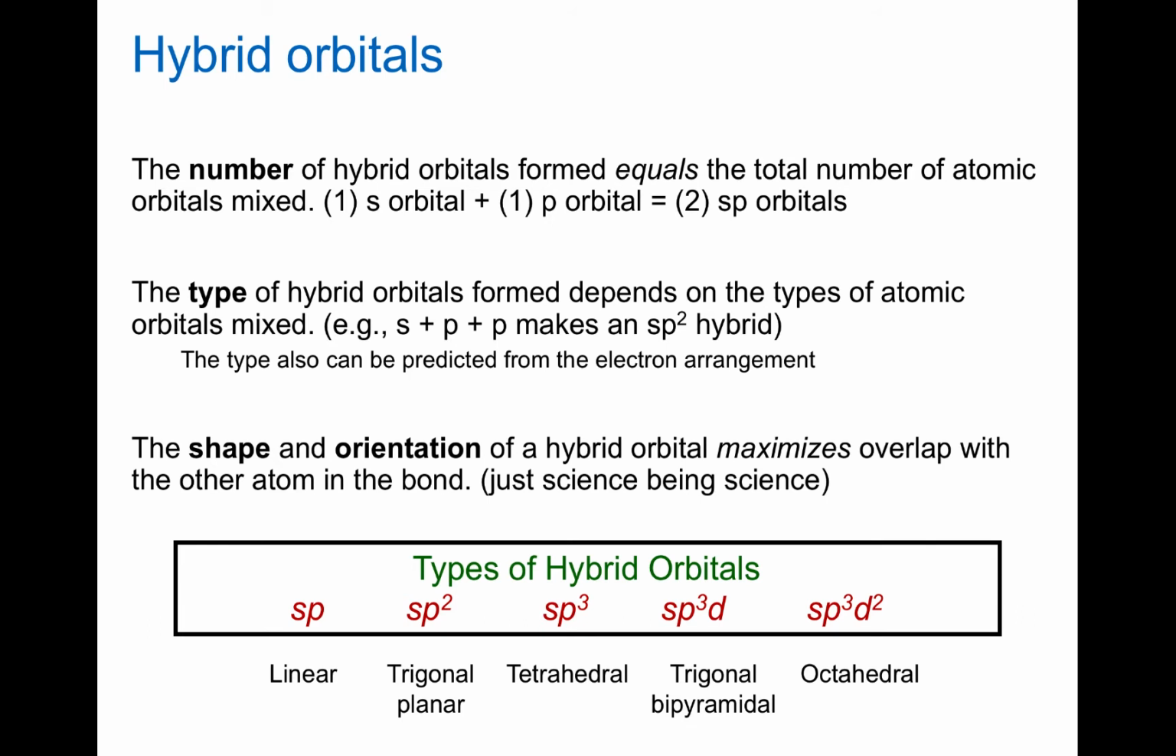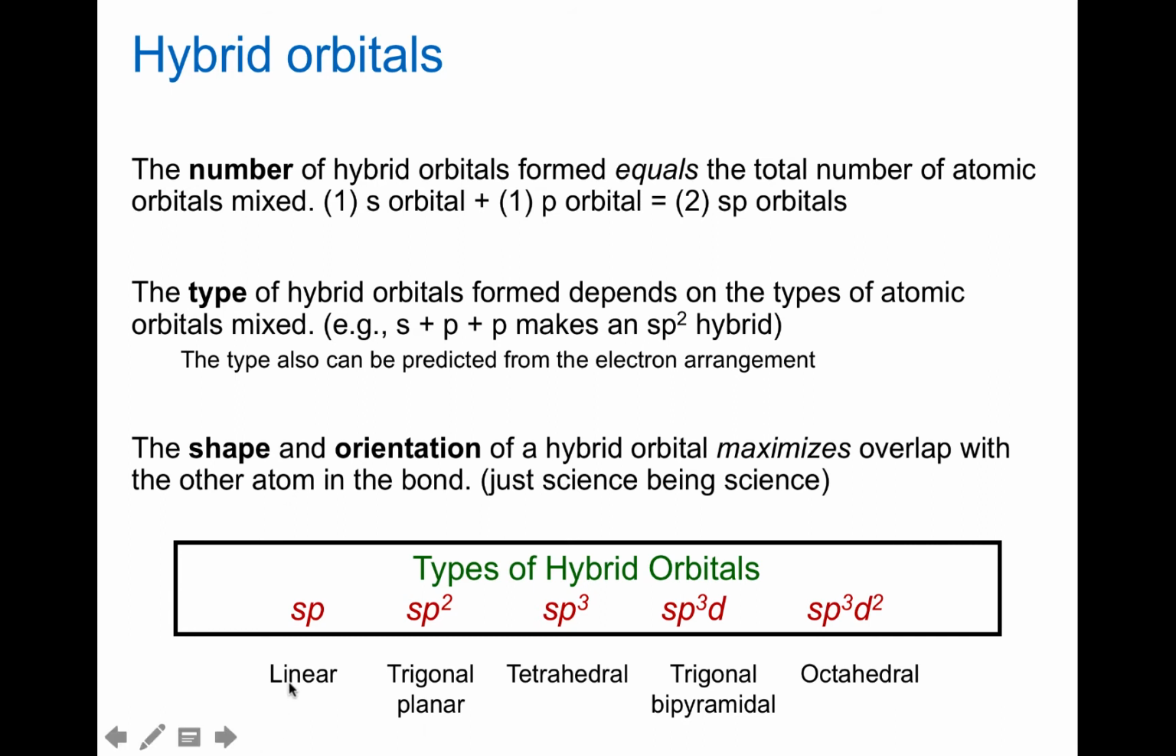And there are 5 different types of hybrid orbitals. We have sp, sp2, sp3, and remember there are only 3 p orbitals on any sublevel. The next ones would be to add d: sp3d, sp3d2. So these are the only 5 types of hybrid orbitals that exist. And one convenient thing about these hybrid orbitals is that if you know the electron group arrangement around a central atom, you can very easily predict the type of hybrid orbitals that are present.